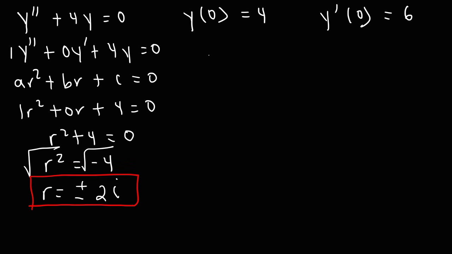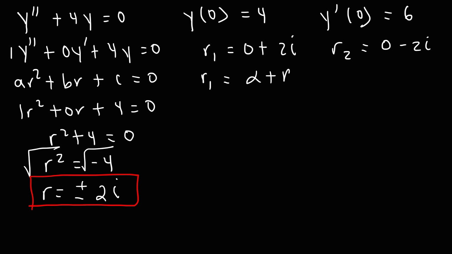So now we can write the first value of r as 0 plus 2i, and the second one is going to be 0 minus 2i. So we know that r1 is alpha plus beta i, r2 is alpha minus beta i. So we can clearly see that alpha is 0, beta is 2. So let's write that here. Alpha is 0, beta is 2.